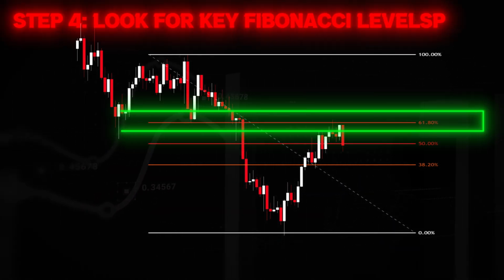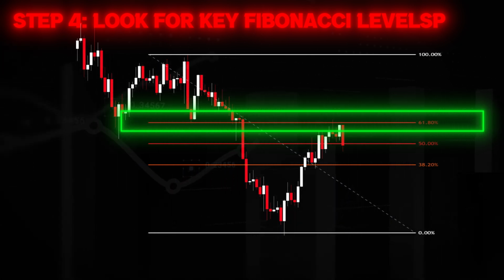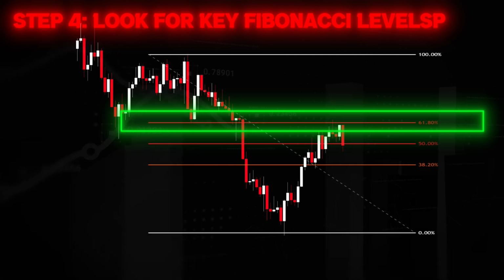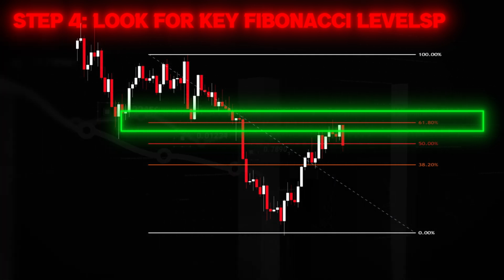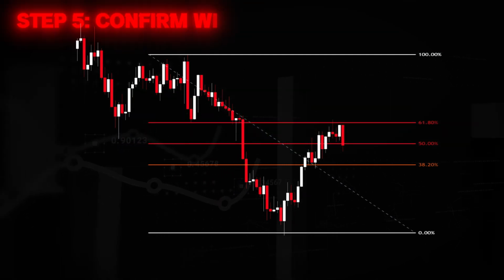Step 4. Look for key Fibonacci levels. Watch for the price to reach one of the key Fibonacci levels. These levels act as potential areas of value where the price may find resistance and reverse back into the direction of the downtrend.